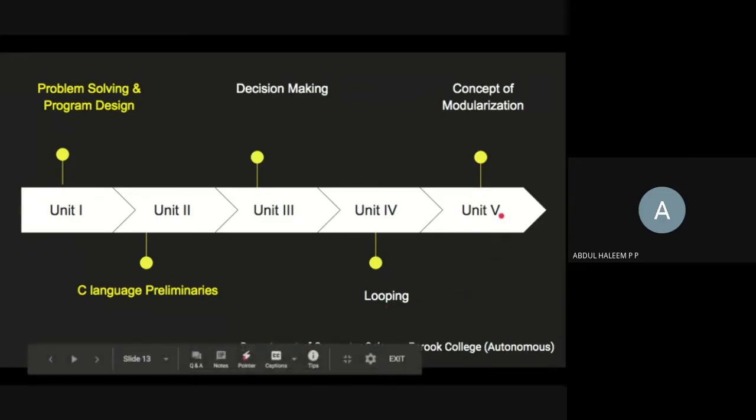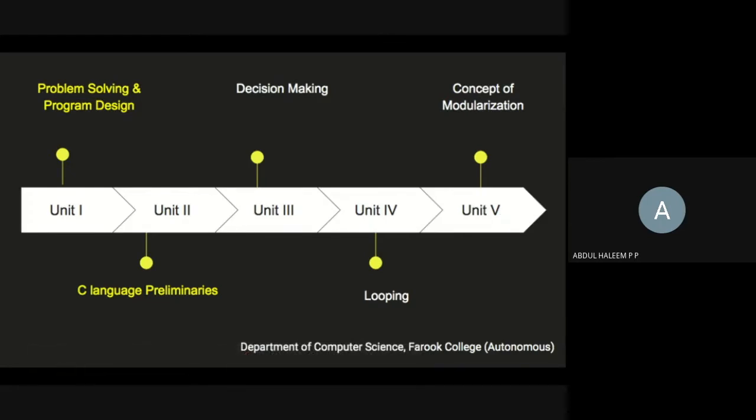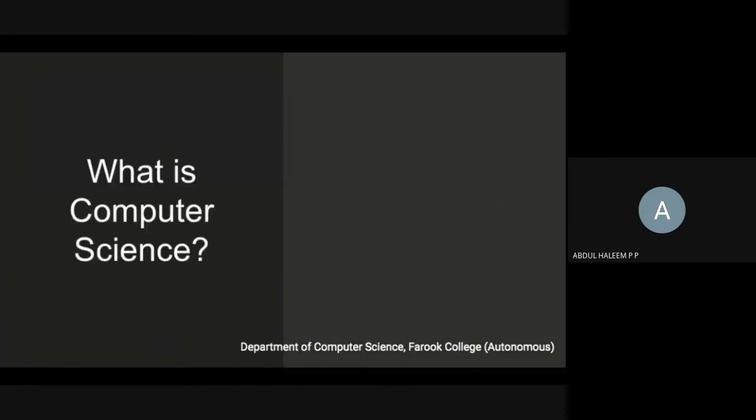In unit 5, the concept of modularization: how to generate modules in a program and the associated activities, how a module can be written, how modules can be implemented, how the blueprint for modules can be laid out to implement them. So this is the flow of the course.